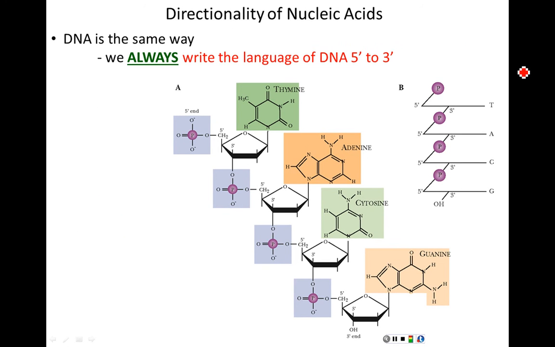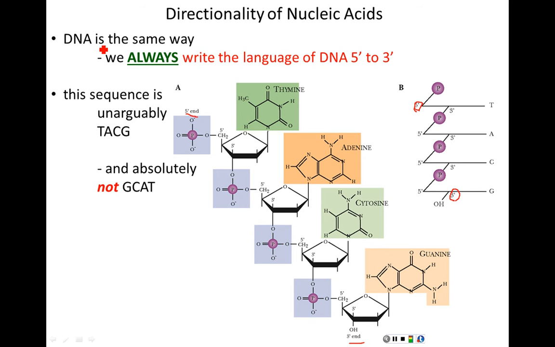We always write the language of DNA from 5' to 3', even when we don't indicate it as such. So this sequence is unarguably TACG, because we write DNA from the 5' end, being the beginning, to the 3' end, being the end. So TACG. And this sequence is most assuredly not GCAT, which would be the same sequence but written in reverse. And that would be like writing a word backwards. Different meaning, or no meaning at all.